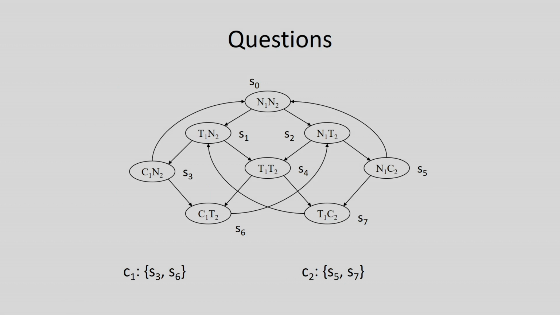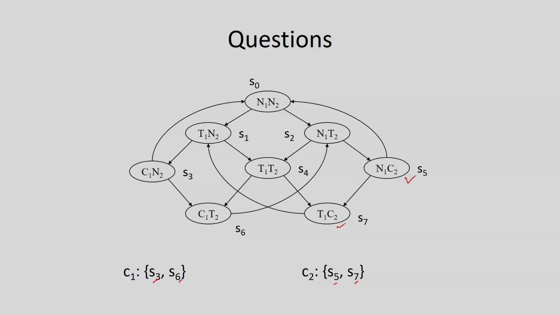What is the set of states where C1 is true? This is S3 and S6. So, in S3 and S6, C1 is true. Where C2 is true, it is in S5 and S7. So, these are the two states where C2 is true. So, we know the set of states where C1 and C2 are true. These are my atomic propositions, and we are getting them with the help of our labeling function, as per which we have labeled those states.